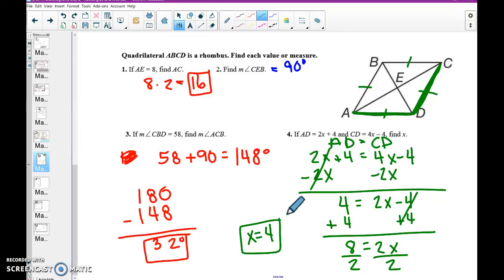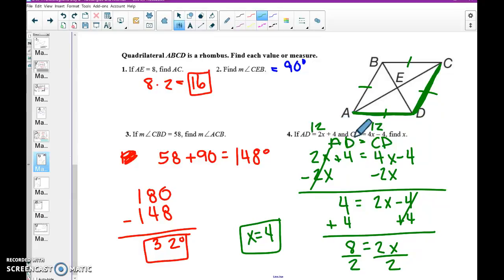Now I do want to make sure that this is correct, so do an extra 30 seconds, plug in the 4. 4 times 2 is 8. 8 plus 4 is 12, so I've got that AD is 12 units long. If I plug in 4 over here, 4 times 4 is 16. 16 minus 4 is also 12. They should equal the same number, so I'm good. I know I did the right thing here.